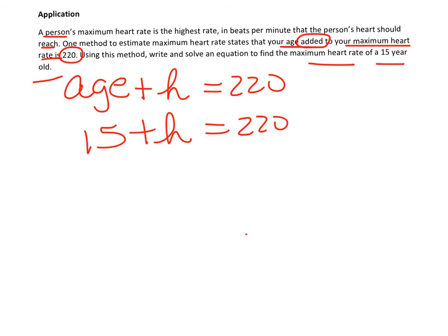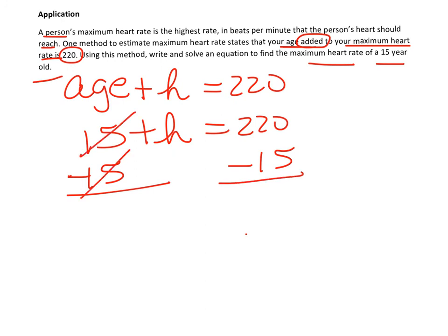Now, just like the other problems, now that we've got it all set up, we're going to subtract 15 because we do the opposite. We're going to cancel out those 15s. We're going to bring down the H, our heart rate, and 220 minus 15 is 205. So therefore, the maximum heart rate for a 15-year-old is 205.